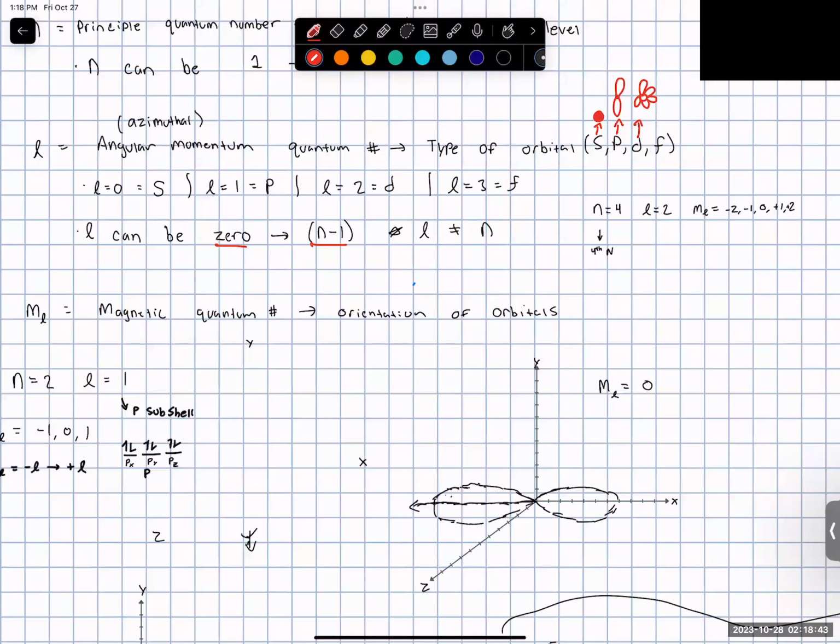Alright, what did you say about the g orbital? I said theoretically it exists, but remember it for an assignment. It's a little tip.